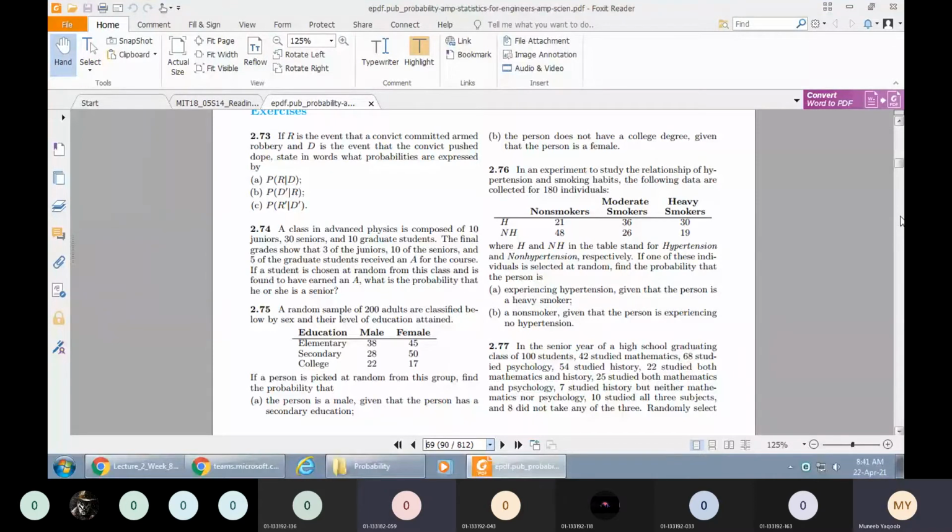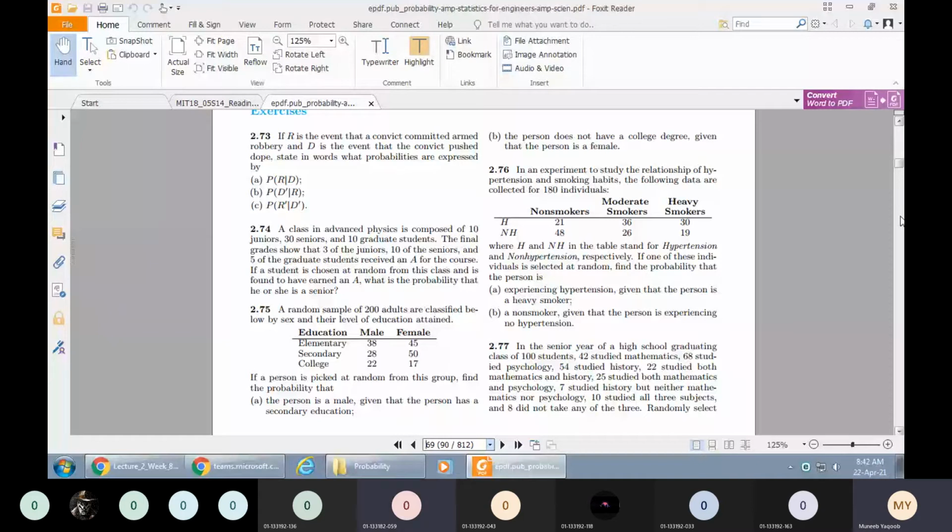There are three categories of females: females with elementary education, females with secondary education, and females with college education. So the probability of female means all of this probability. So what is the probability of female? Probability of female is 112 upon 200.